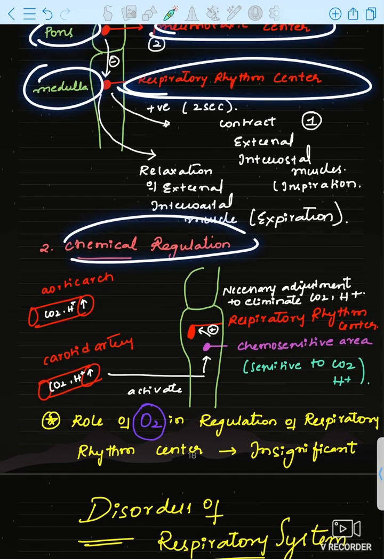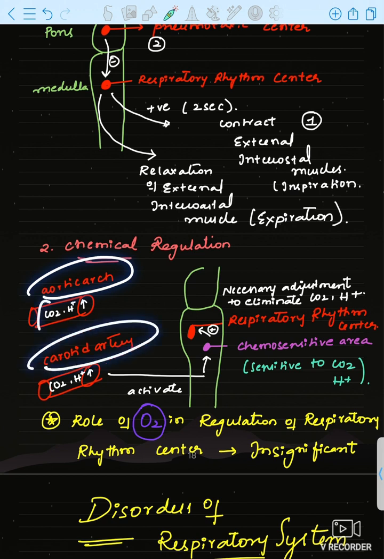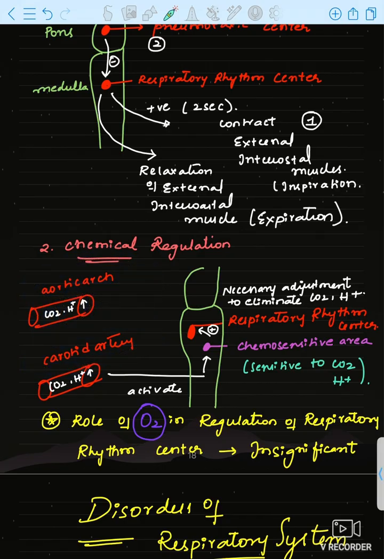In chemical regulation, what happens? Close to the respiratory rhythm center in the medulla, a chemosensitive area is there. This chemosensitive area is sensitive to CO2 and H plus ions. Whenever the CO2 and H plus concentration is more in the aortic arch and carotid artery, at that time, regulation of respiration means what? O2 should be there and CO2 should be removed.